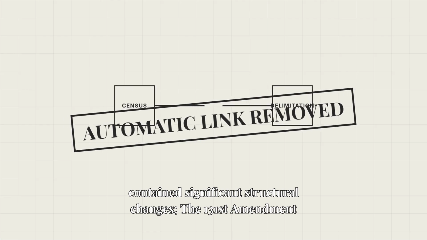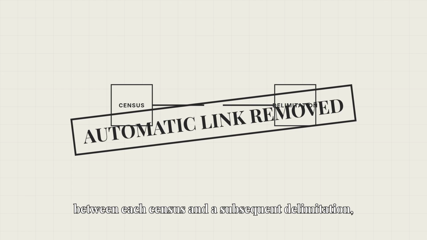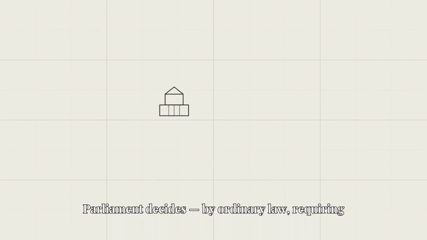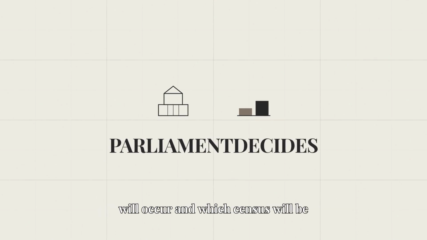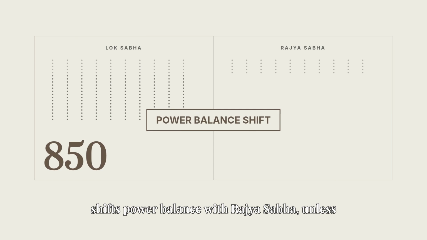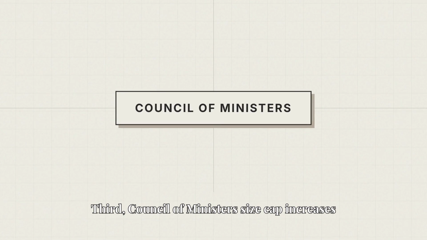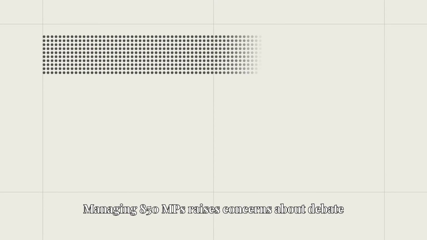First, the 131st Amendment would have removed the automatic constitutional link between each census and a subsequent delimitation, replacing it with a system under which Parliament decides, by ordinary law requiring only a simple majority, when delimitation will occur and which census will be used. Second, Lok Sabha expansion to 850 seats shifts the power balance with the Rajya Sabha unless that also sees an equal change in numbers. Third, the Council of Ministers size cap increases proportionally with a larger Lok Sabha. Managing 850 MPs raises concerns about debate quality and time allocation.